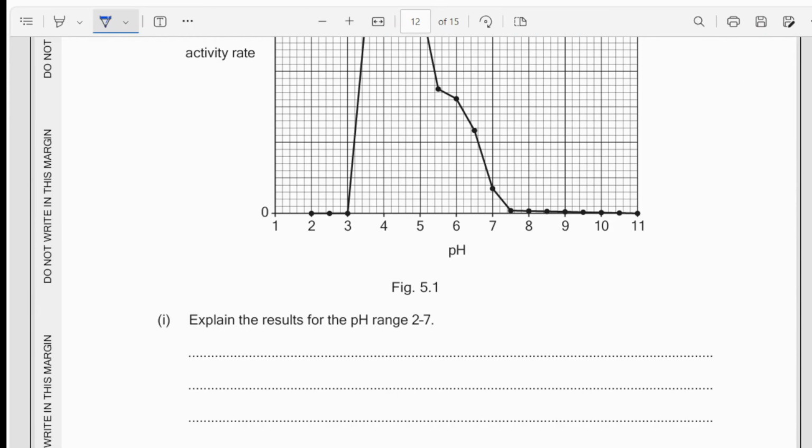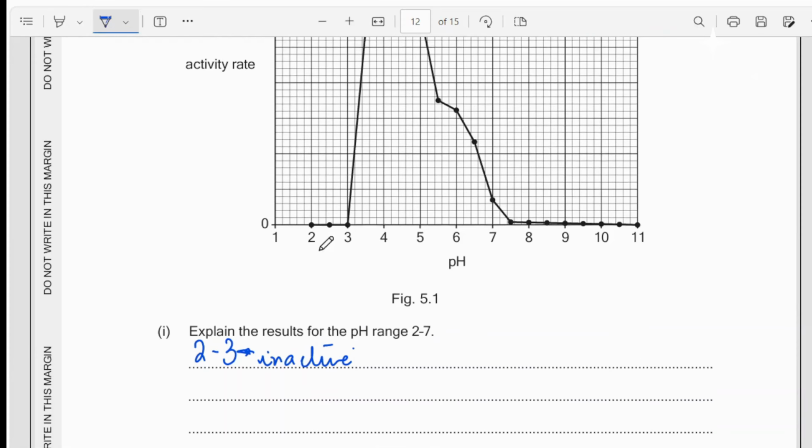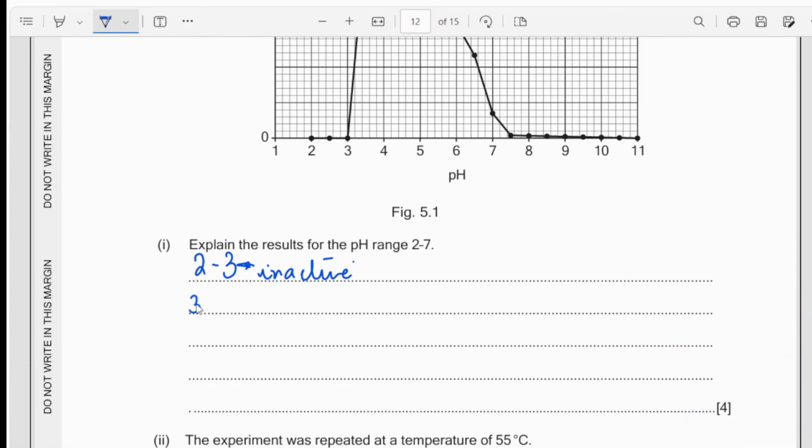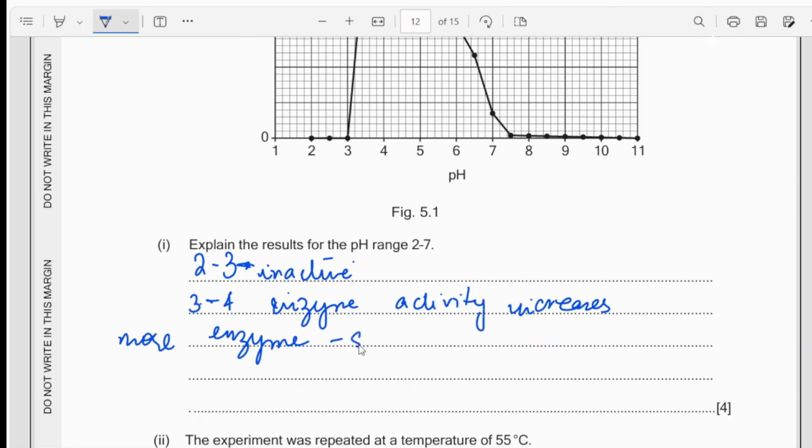Inactive. Oh, wait. The word is inactive. Okay. Enzyme activity increases. Enzyme, sorry, what? Enzyme substrate complex. That is correct. More enzyme substrate complex is formed.